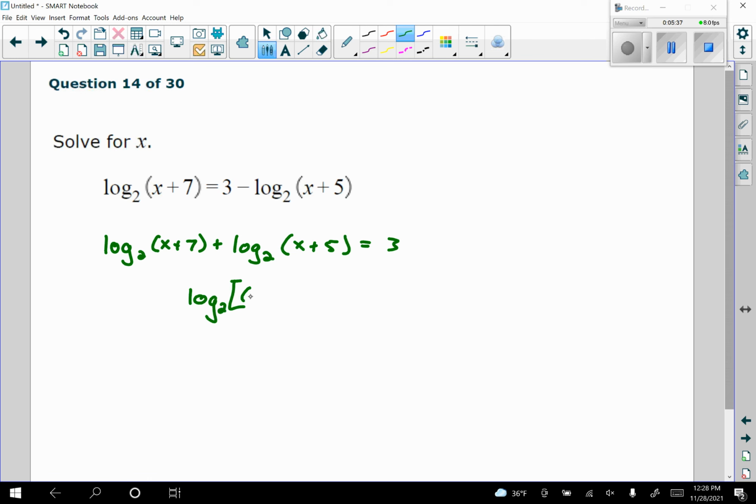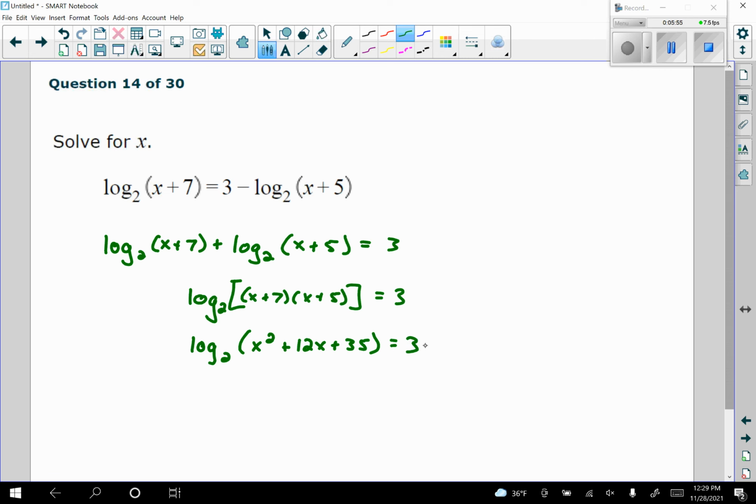So it's log base 2 of the quantity x plus 7 times the quantity x plus 5. So now I'll multiply those together. So we'll get log base 2. This will give me x squared. Outside will give me 5x. Inside will give me 7x. We'll get a 12x. And then 7 times 5 is 35.